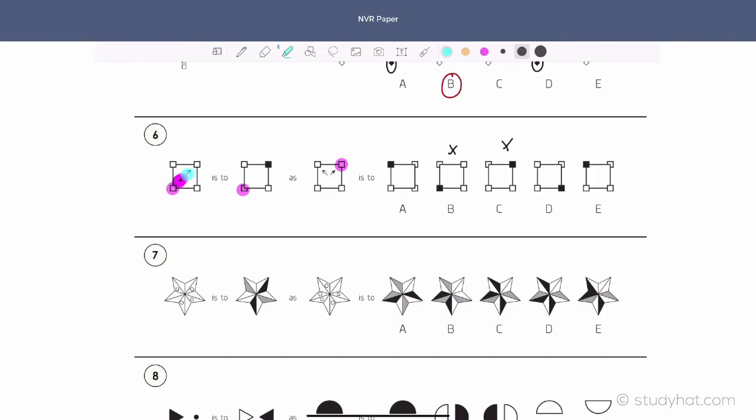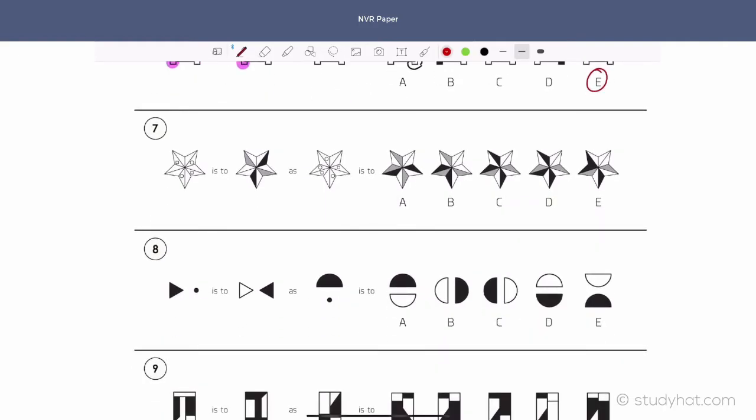Now, what is the lighter arrow pointing to? It's turning this into black. So we want this corner here to turn to black. So we can get rid of this option. And we can see that the other squares haven't changed. So A would be wrong because this has changed. So actually our answer must be E.